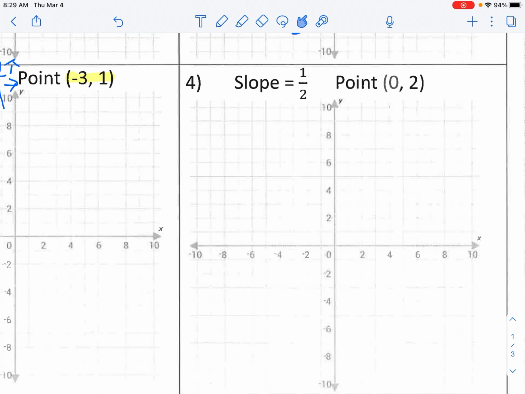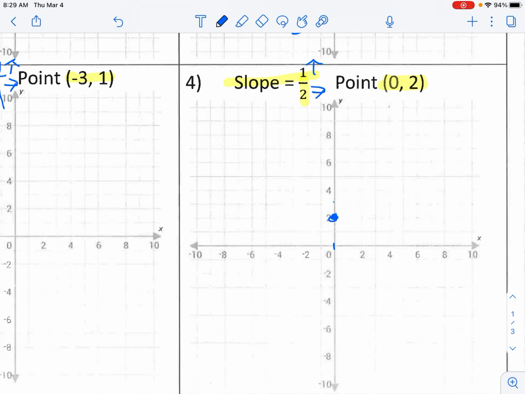Okay, now this one looks a little bit different because the slope is equal to 1/2, and your first point is going to be at 0, 2. But remember, if that slope is 1/2, that means that you're going to go up 1 and then right 2. So 0 on the x, that means I'm going to stay right here in the center, and I'm going to go up to 2 on the y. So there's my first point.